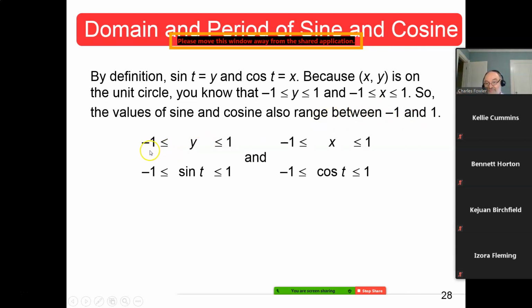So since minus 1 is less than or equal to y is less than or equal to plus 1, minus 1 is less than or equal to x is less than or equal to plus 1. Therefore, y is sine t, so minus 1 is less than or equal to sine t is less than or equal to 1, and minus 1 is less than or equal to cosine t, which is less than or equal to 1. That defines the range of your sine and cosine functions always. If that's all you got, just sine t and cosine t always stay between plus or minus 1.